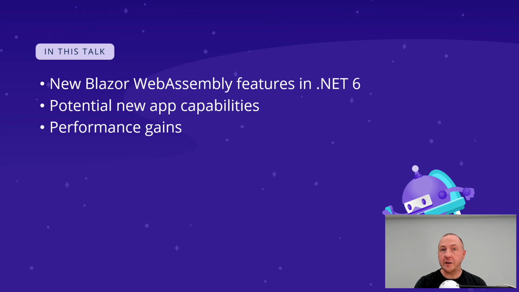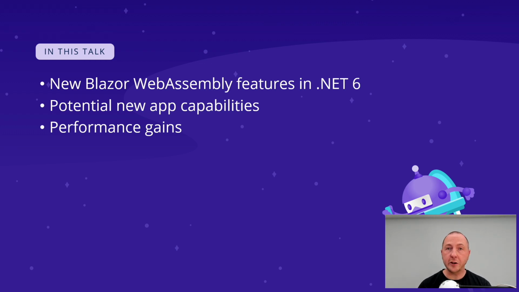So to set your expectations for this talk, we will mostly be focused on the new WebAssembly specific features for Blazor in .NET 6. There are other talks that will tell you about other Blazor features, but we'll mostly think about WebAssembly. And hopefully I'll inspire you with some ideas for new kinds of app capabilities that you could create now that you wouldn't have done before. And as we go, we'll certainly think about some of the impressive performance improvements that are being brought in this new release.